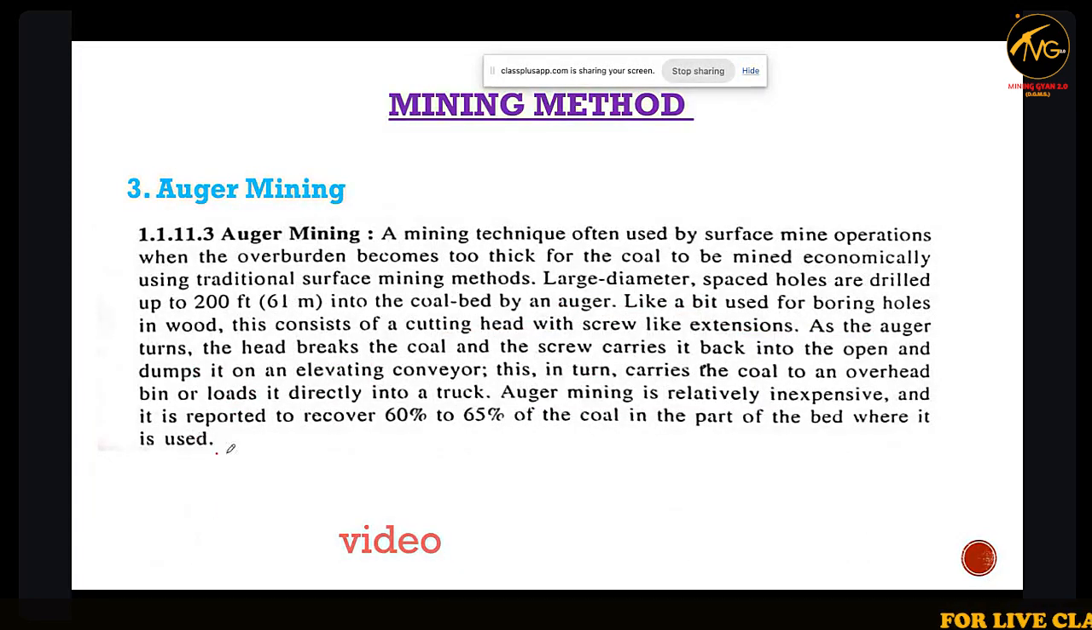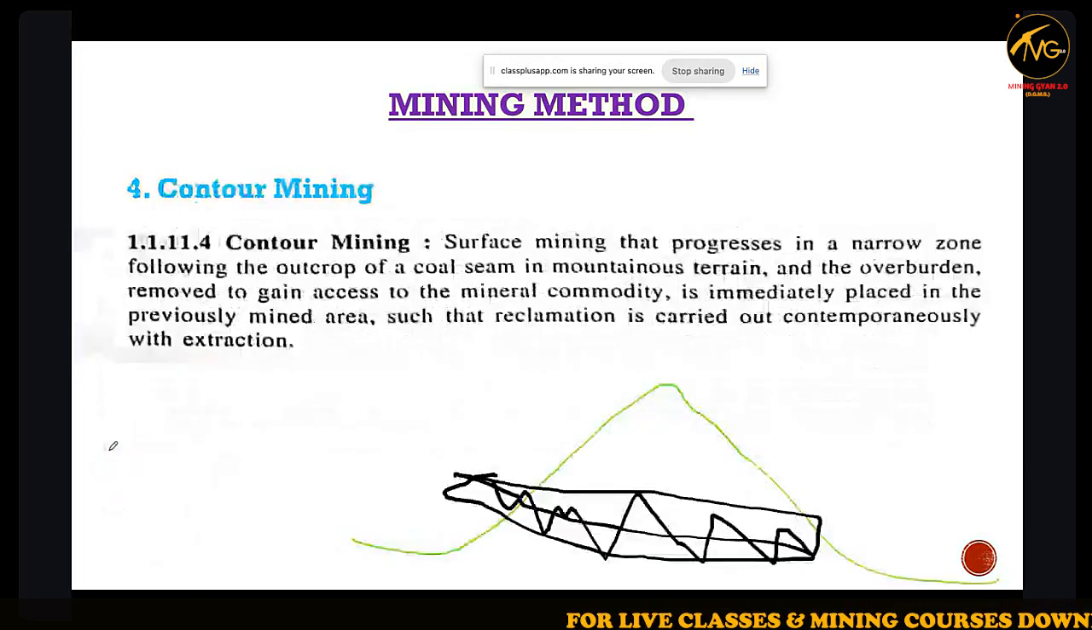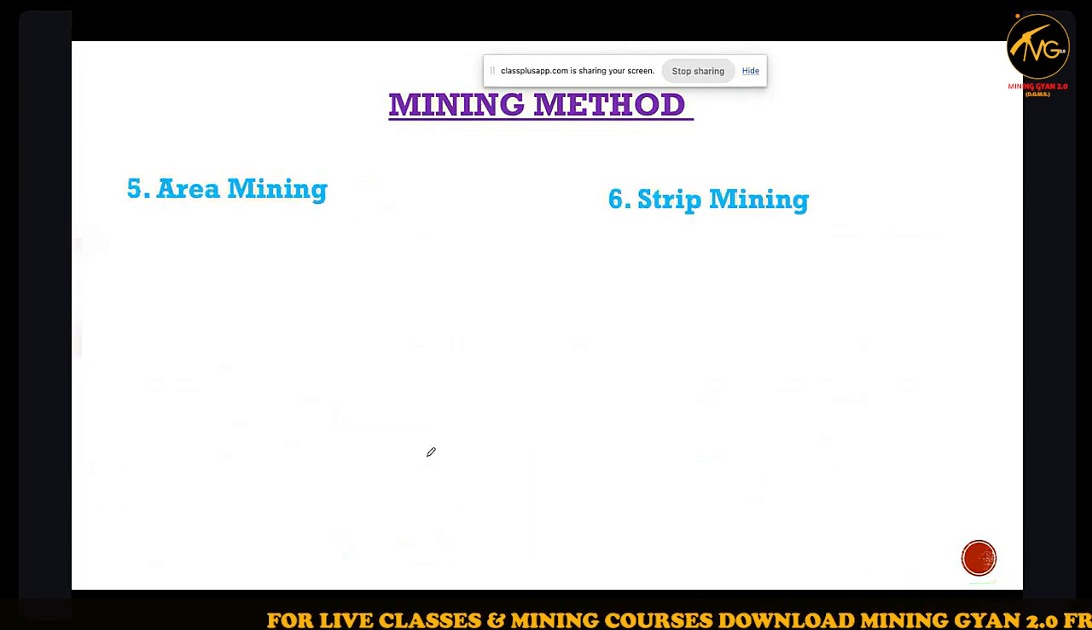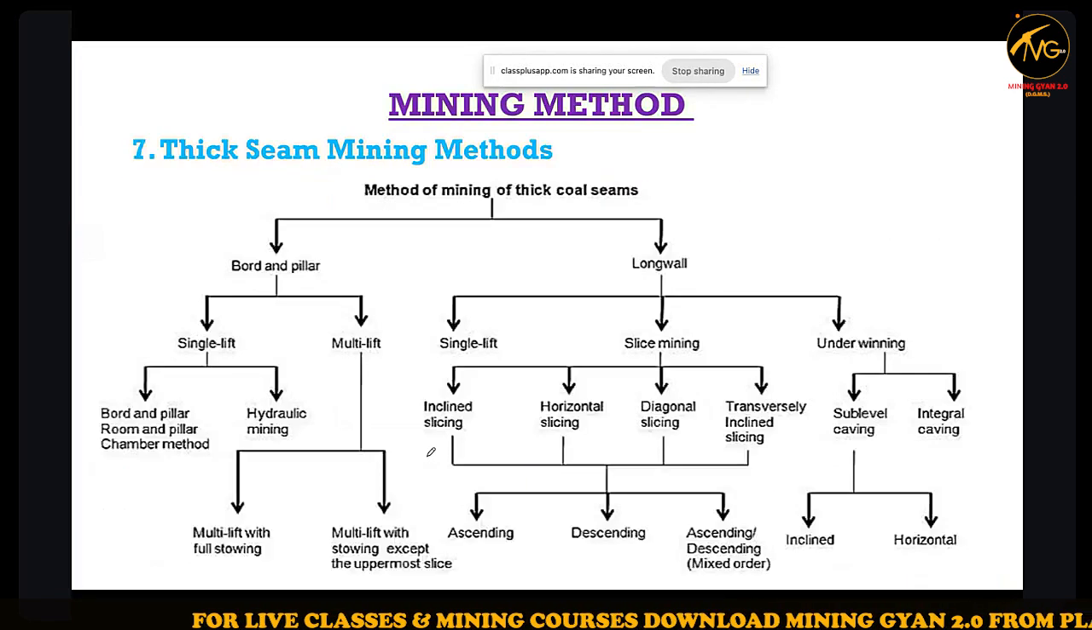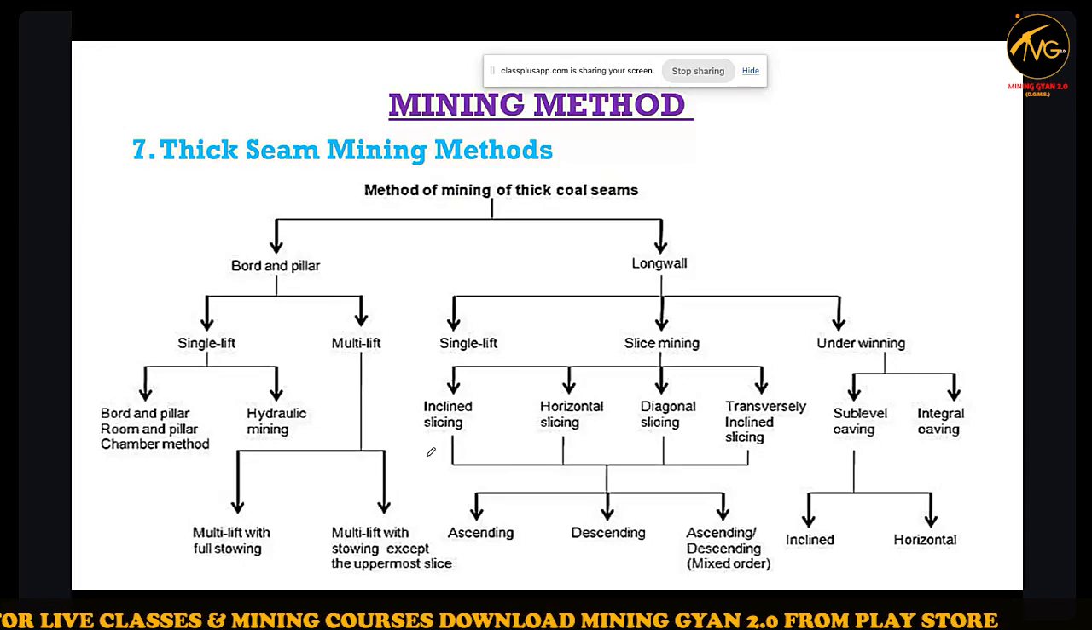Auger drilling, we have discussed, is screw type; the coal comes out of the hole and we transport it. Contour mining, in the hilly area, the outcrop of the coal seam, we will plane it and extract it. Area mining, strip mining, then we have seen thickness-wise seam mining methods: board and pillar, long wall, board and pillar single lift, multi lift.